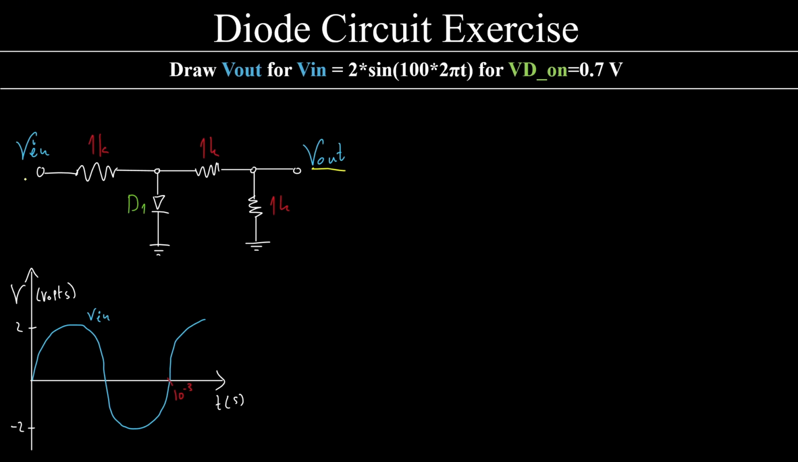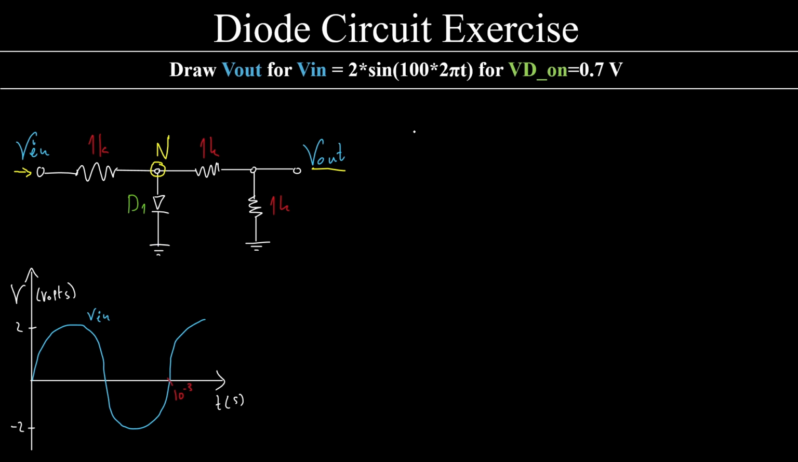Draw V out for the sinusoidal voltage and the input. Since we have a diode circuit, the first step that we have to take is to identify the nodes before and after the diode. So before the diode, I have this node. I'll call this node N, and I also have the ground over here.